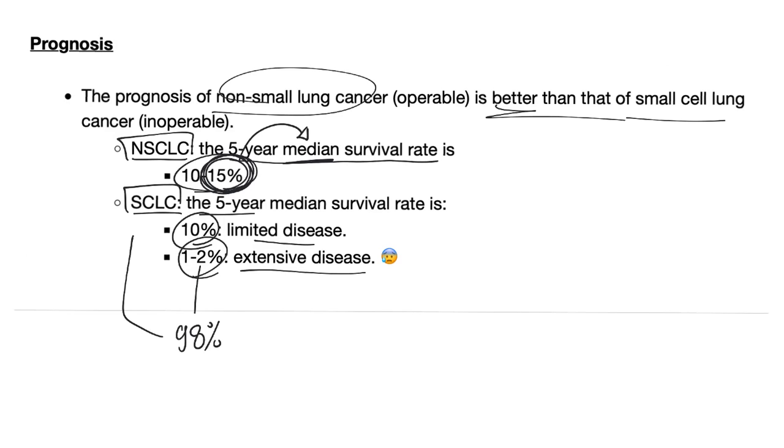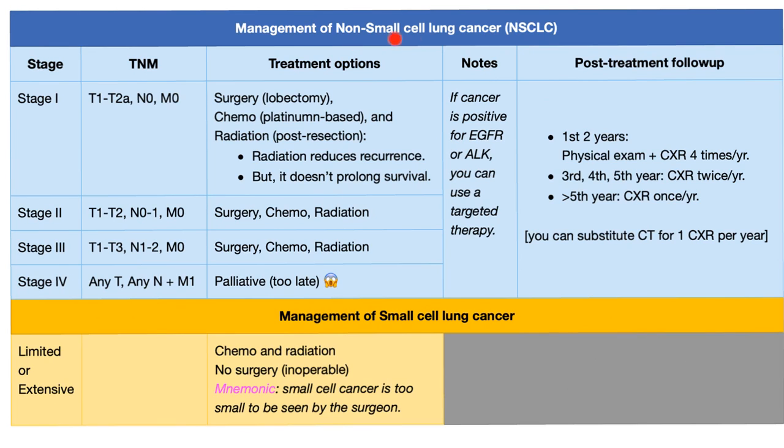98% of patients with small cell lung cancer will not live for 5 years. That's horrific. How to manage non-small cell cancer and how to manage small cell cancer. Non-small cell, it depends on the stage.